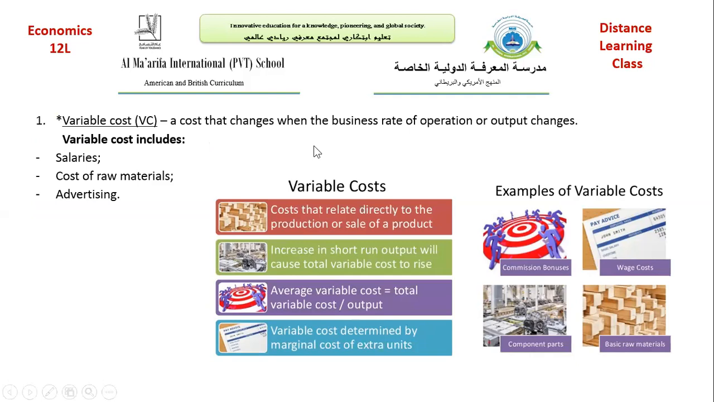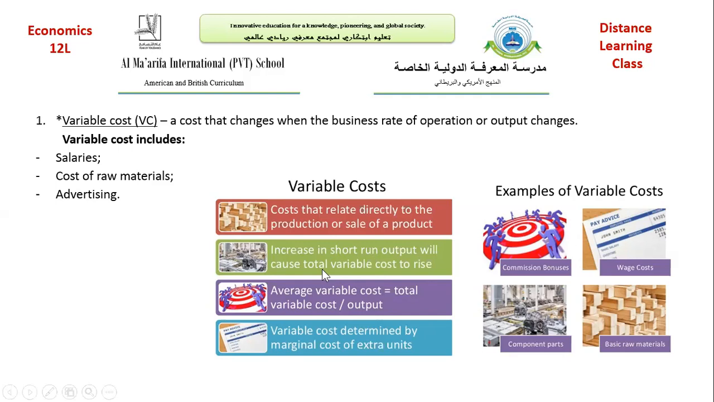Not like the fixed cost. Variable cost, of course, is changing. So what does variable cost mean? A cost that changes when the business rate of operation or output changes. What is included in variable cost? Salaries, the cost of raw materials, the cost of advertising. Variable cost examples: costs that relate directly to the production or sales of a product. Increasing short-run output will cause total variable cost to rise.